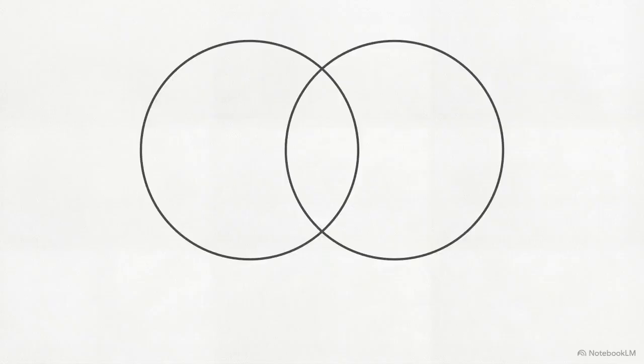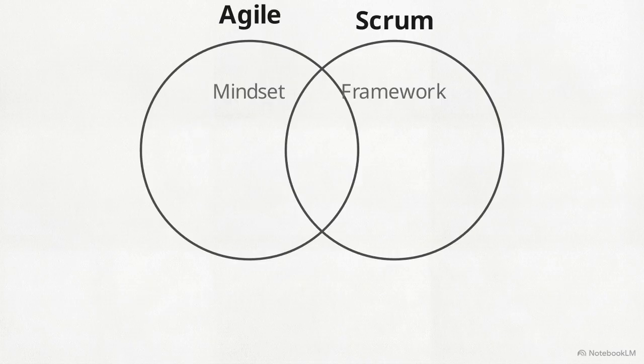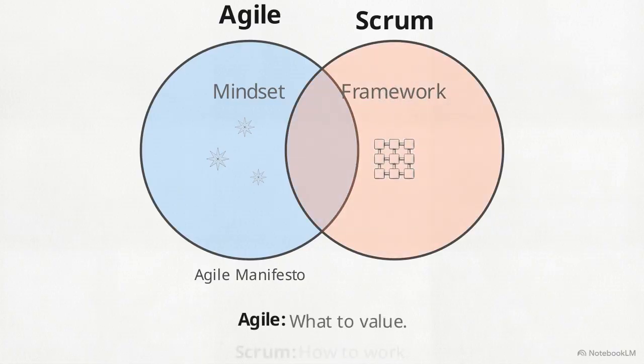Draft question 1. What is Scrum and how is it different from Agile? Look at this diagram distinguishing the two concepts. Agile is a mindset based on a set of flexible values outlined in the Agile Manifesto, the foundational document for modern software development. Scrum is the specific structural framework that puts those values into practice. Agile tells you what to value. Scrum tells you exactly how to work.